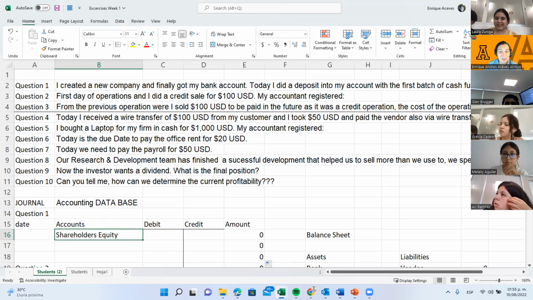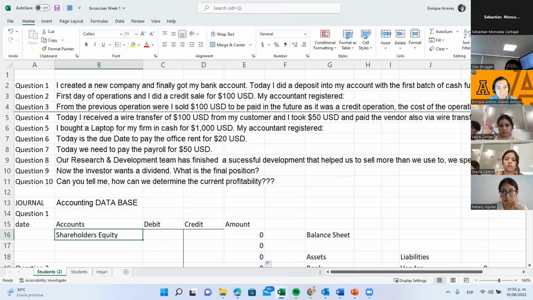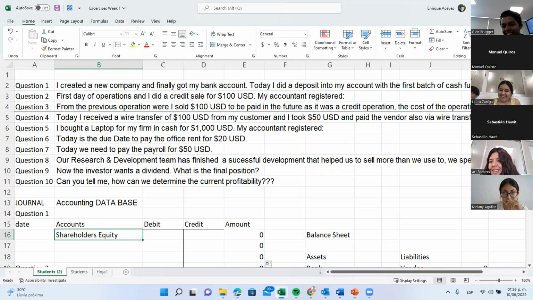Raise your hand who thinks it's debit. Sebastián, you think it's debit? Yeah, because if the shareholder equity is still in the business, and if his dividends are going out, that's credit. Guys, who thinks it's credit? Raise your hand. Ari, Melanie, Laura.